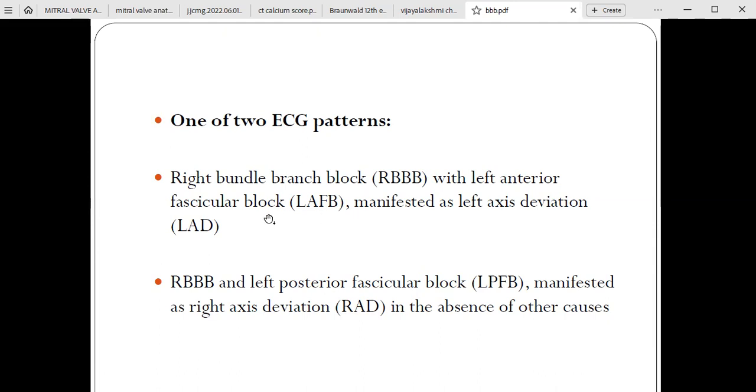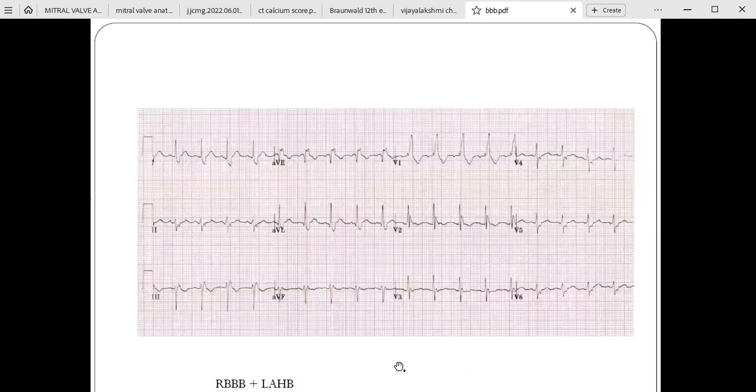If there is left anterior fascicular block, there will be left axis deviation. If there is left posterior fascicular block, there will be right axis deviation. You can see here in this ECG, this RBBB pattern. You can see the M pattern in V1 and V2, and the discordant ST-T changes here.